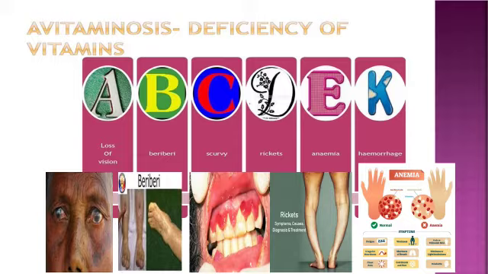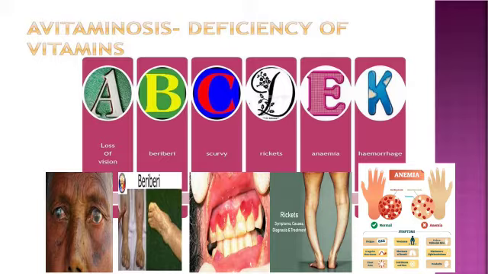Deficiency of vitamin C in our body results in scurvy. The disease name is scurvy. You can see here, children, bleeding of gums. Wounds take longer time to heal. If there is less vitamin C in our body, we end up with scurvy. Scurvy is nothing but bleeding of gums. Even a small wound takes longer time to heal.